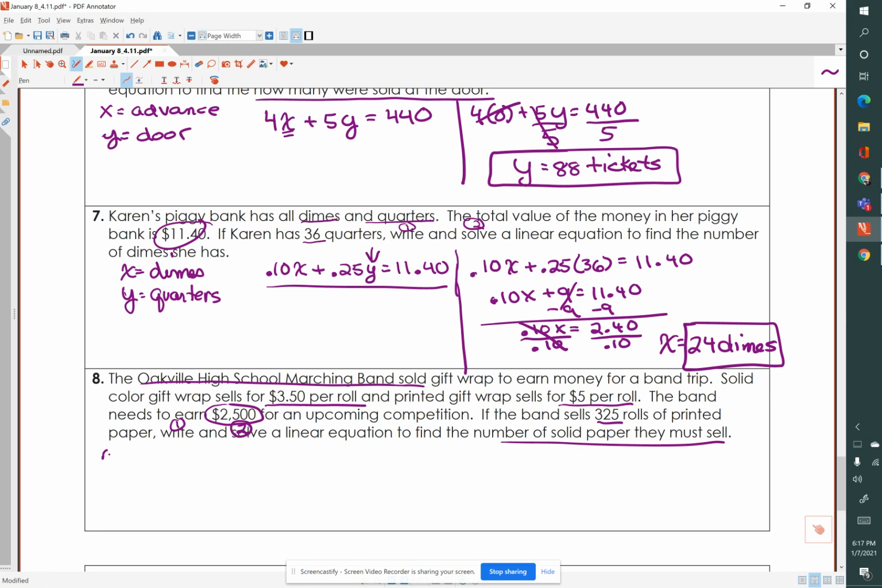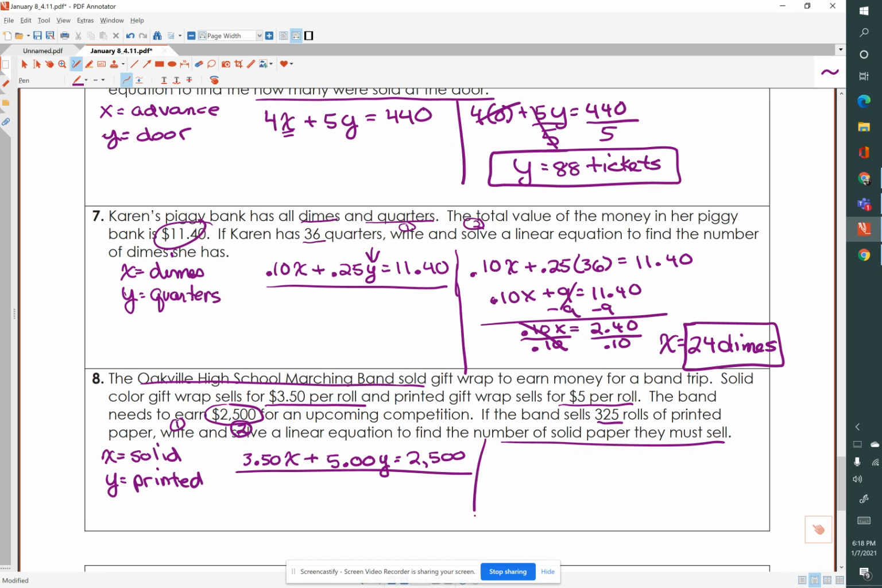So define our variables first. x will be the solid paper, which looks like it's a little cheaper. y will be the printed paper, which is more expensive. So the solid paper is $3.50 a roll, so 3.50x plus the printed paper is $5 a roll, so 5.00y equals, and how much money do they need to make? $2,500. So that's step one.